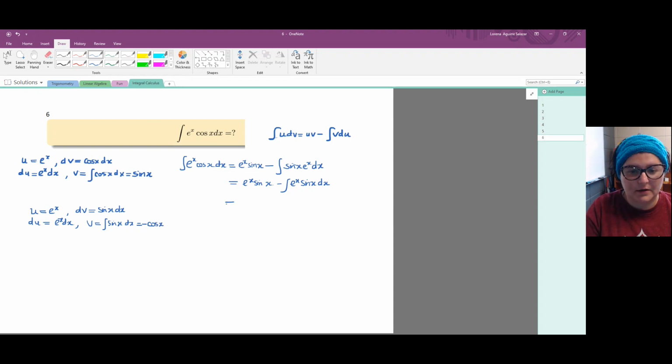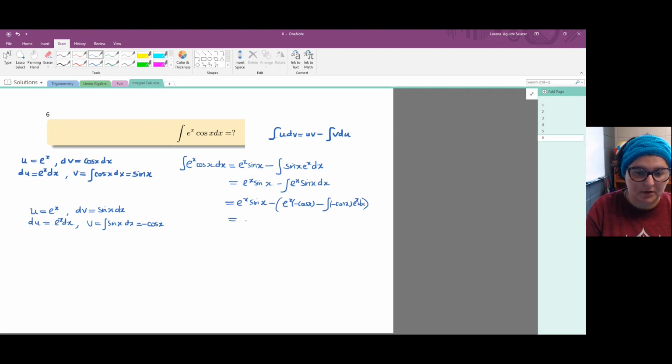So we have e to the x sine of x, take away, and then we write the expression that is equivalent to the integral of e to the x sine of x dx. We have u times v. This time we get e to the x times negative cosine of x, and then minus the integral of v du, and we have minus cosine of x times e to the x dx.